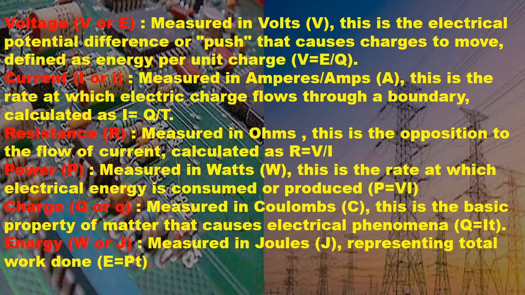Resistance is basically the opposition of the flow of current. It's denoted by R, measured in ohms. This is the opposition to the flow of current, calculated as R is equal to V on I, according to Ohm's law. Power is measured in watts. This is the rate at which electrical energy is consumed or produced. P is equal to V times I.